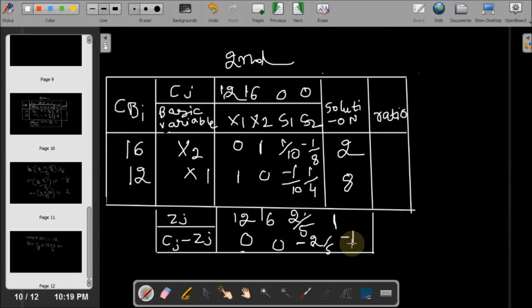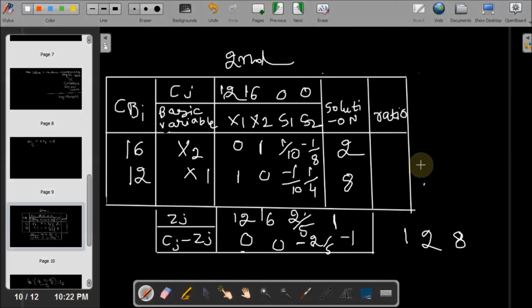See, what is the optimality condition? What is the optimality condition for maximization problem? For maximization problem, all the Cj minus Zj values should be lesser than 0 or equal to 0. I told you already that. This is the maximization problem. So the value should be 0 or lesser than 0. See, all the values are here. 2 values are 0 and 2 values are lesser than 0. So my condition is optimal, and we should stop here.